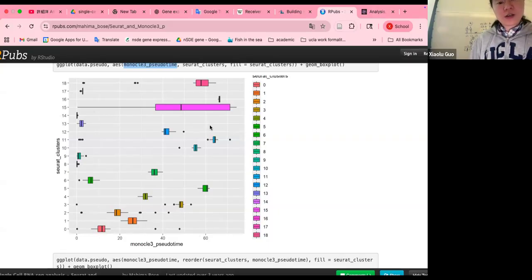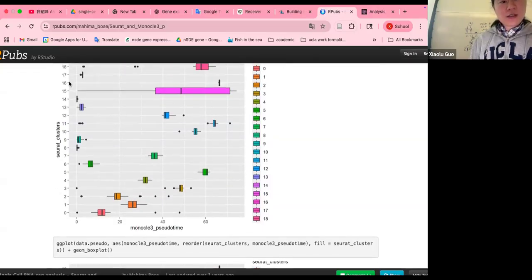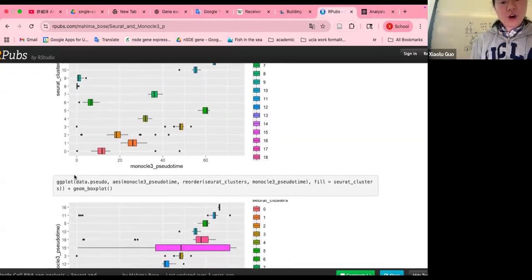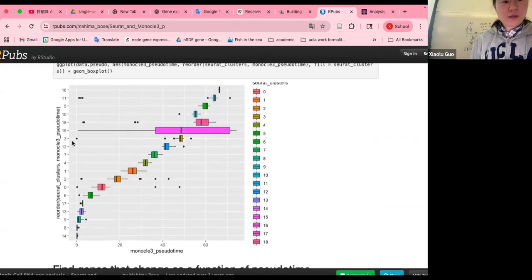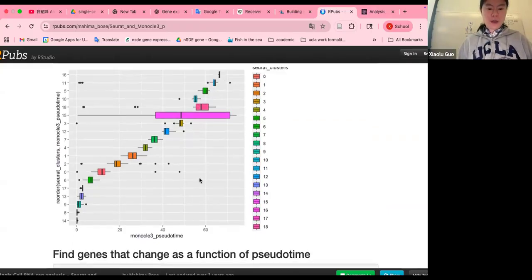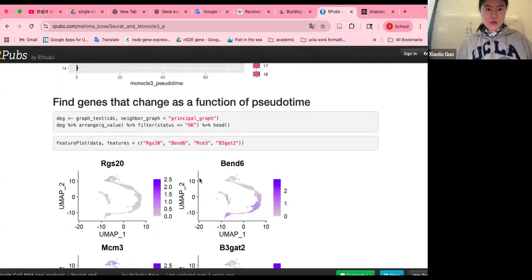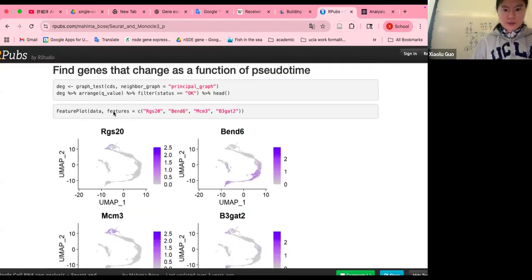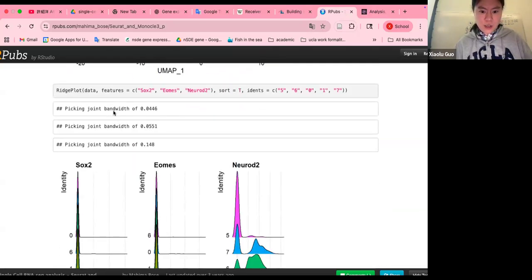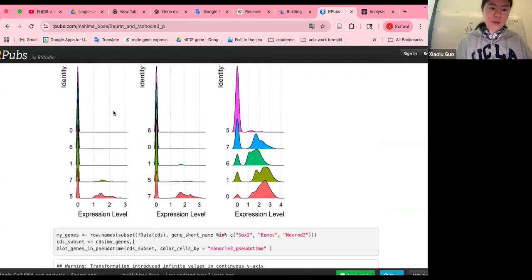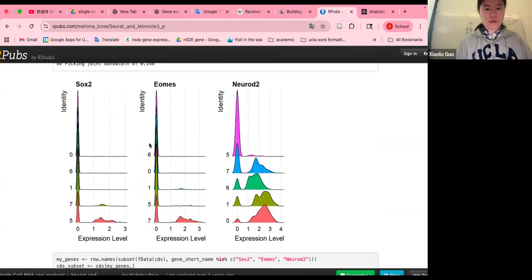And here is how it looks like. And this is ordered by the cluster. We can also order it by the pseudo time. So if we order by the pseudo time, then we can see that it's a smooth transition, and it gradually goes up. And there are some other functions you can also explore if you are interested.